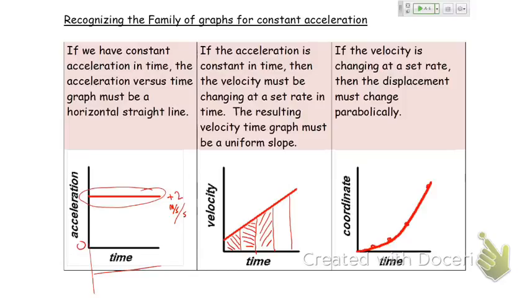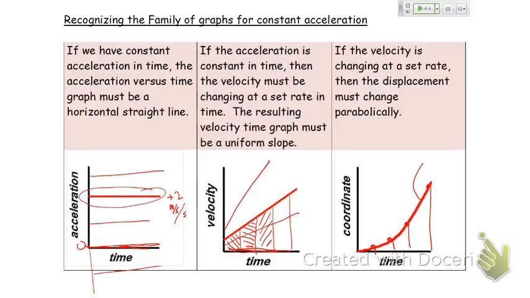So the acceleration must be a constant horizontal line if it's constant acceleration. That causes some kind of linear sloped line. If the acceleration was 0, which is constant, it's just 0, then I'd get a horizontal line here. As I go higher, I get steeper slopes. Yeah? And whatever the slope is, I'll get a parabolic shape for that.